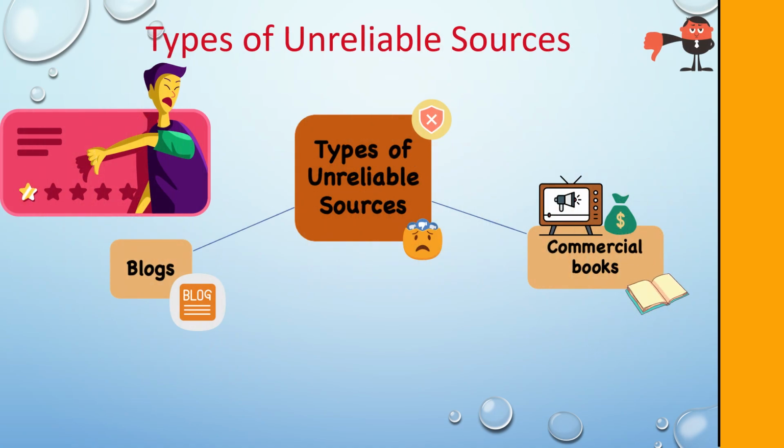Types of unreliable sources: blogs and commercial books. These are not reliable books. Even comments on Facebook and Instagram are not reliable sources, since they are not published, they have no year of publication, and there is no institute taking these things into consideration and disciplining them in an academic or scientific way. So we have reliable sources, semi-reliable sources, and unreliable sources. Thank you very much for this lecture.